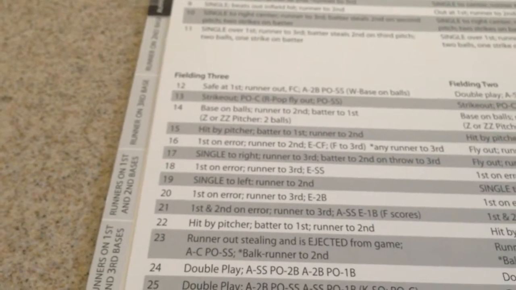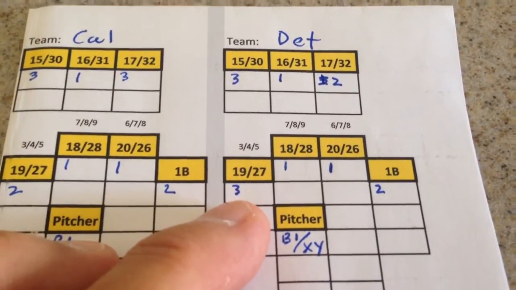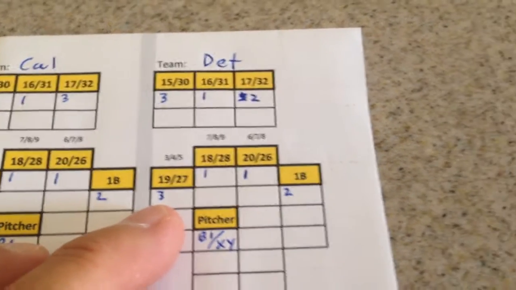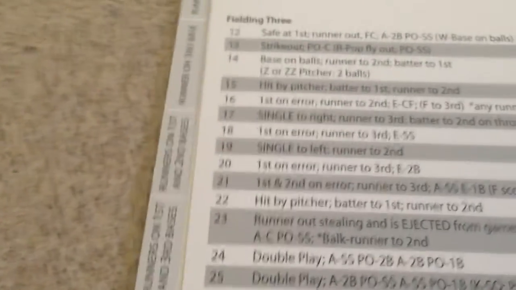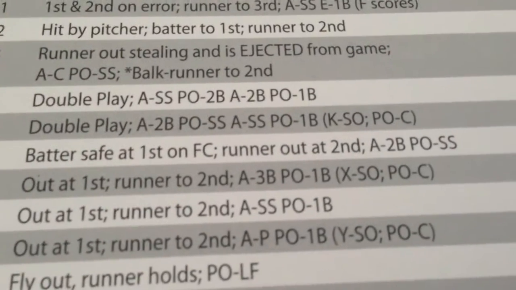52 is a 27. Forgot to turn the runner on first base. 27 is... we use an individual fielding rating here. Trzuski's at third base today. His rating is 3, so we use the fielding 3 column for a 27. Out at first, runner to second.